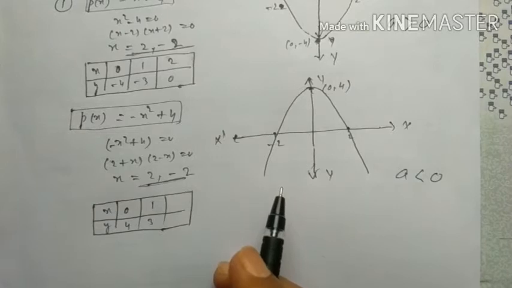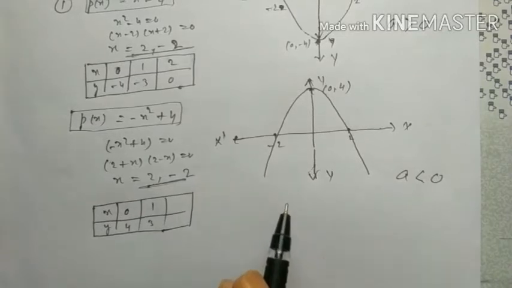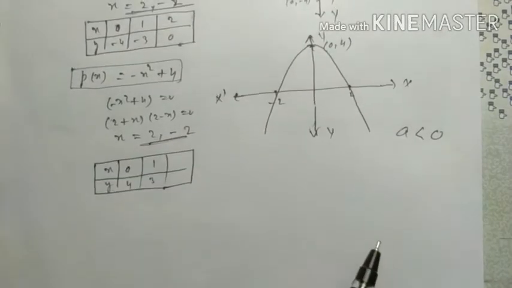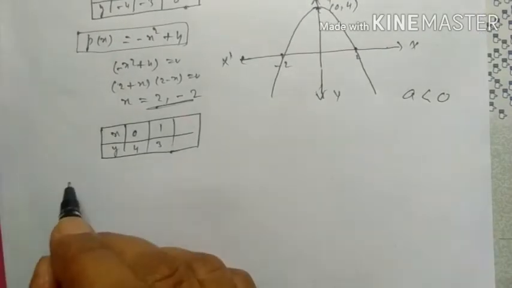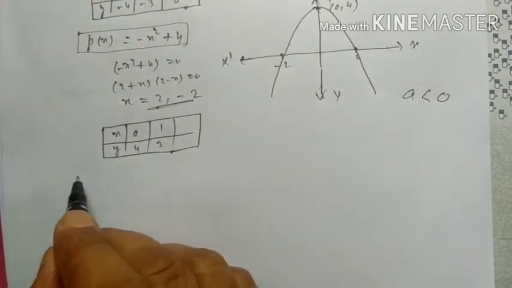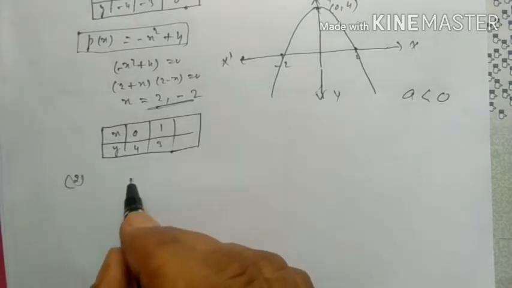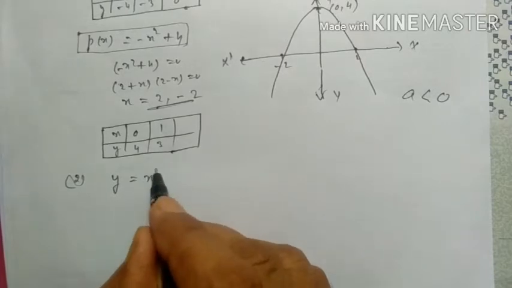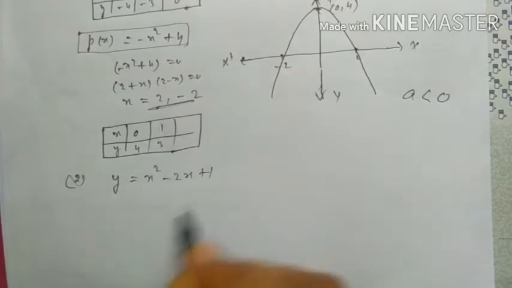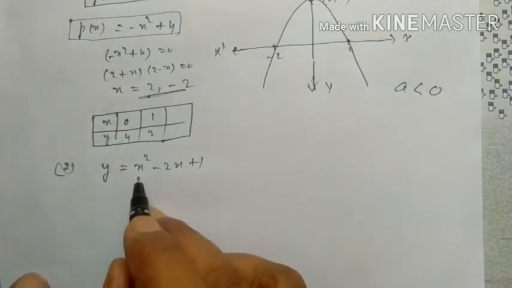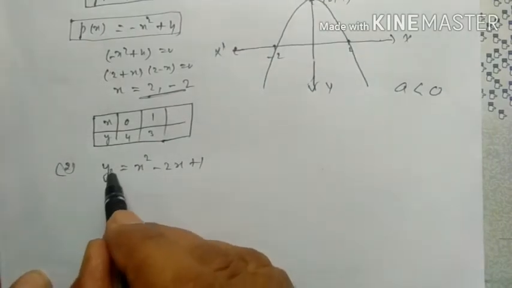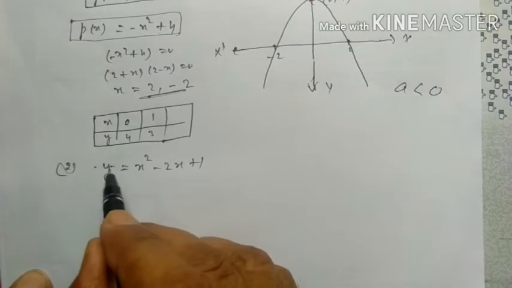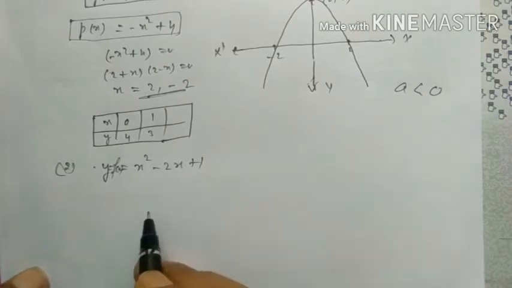So we can say that there are maximum 2 zeros. Now take some other examples. y equal to x square minus 2x plus 1. This is a polynomial, y equal to f(x) equal to this.